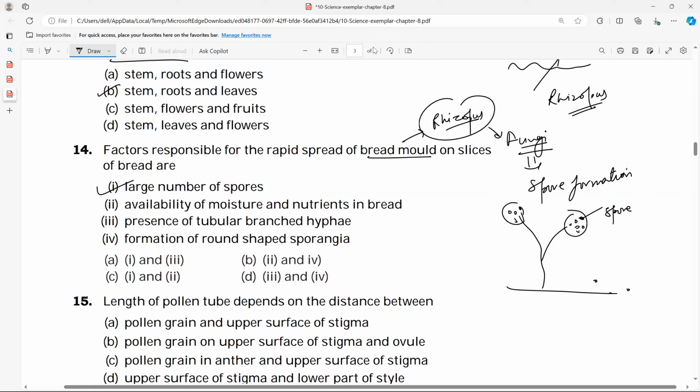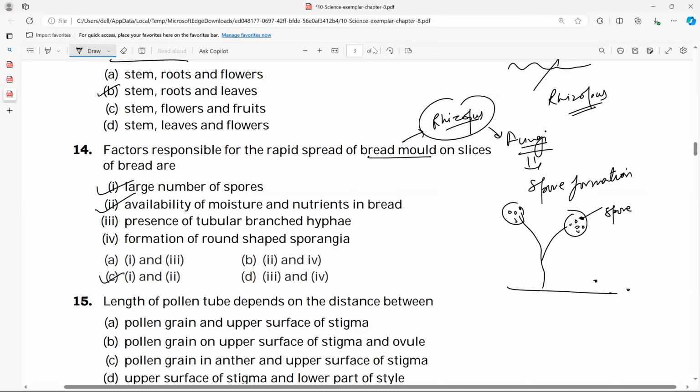Availability of moisture and nutrients in the bread. Yes, this is also. Presence of tubular branched hyphae. And the next one is formation of round-shaped sporangia. So which of the factors are, yes, first and second are the rapid, means if I talk about the first and second, C is the correct option. Okay.